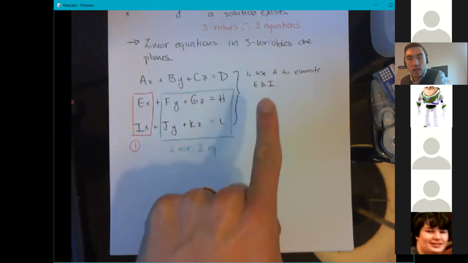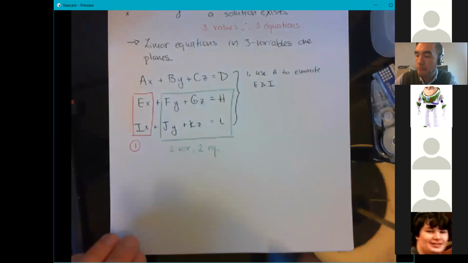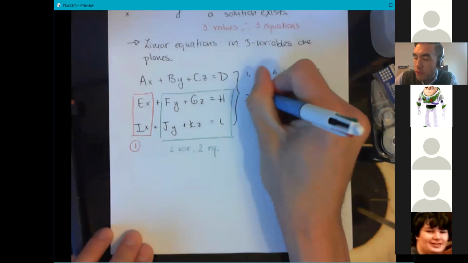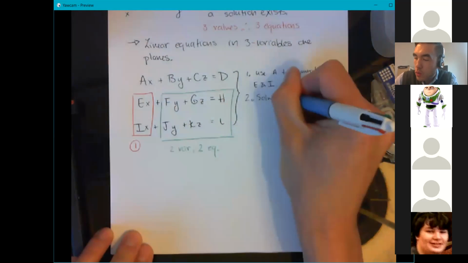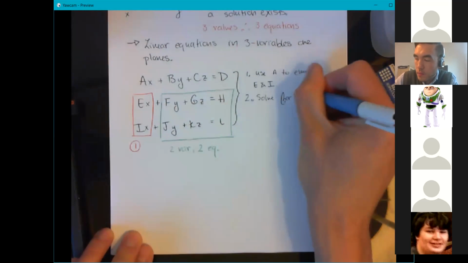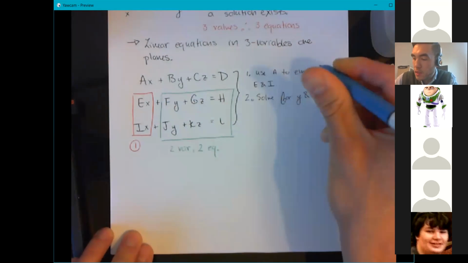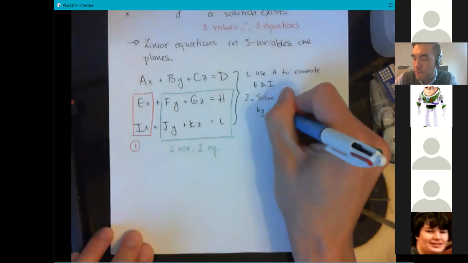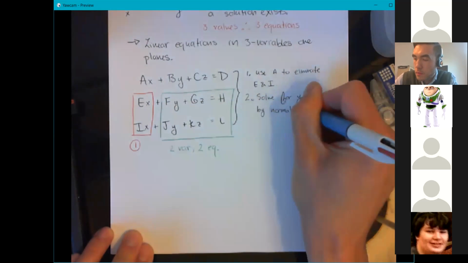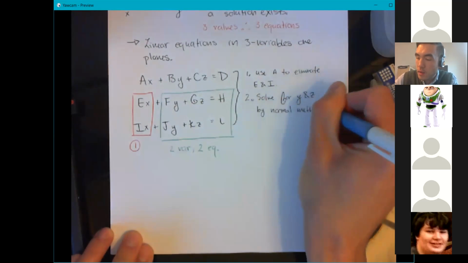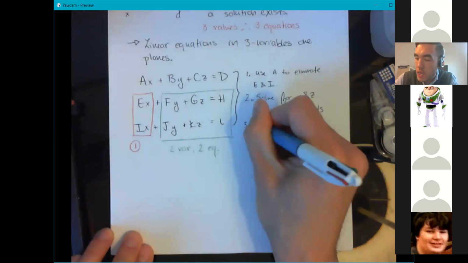So after we use A to eliminate E and I, then we solve for Y and Z by normal methods. And then step 3, we back substitute to get X.